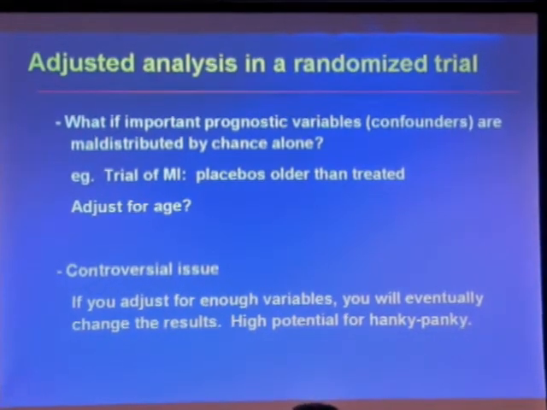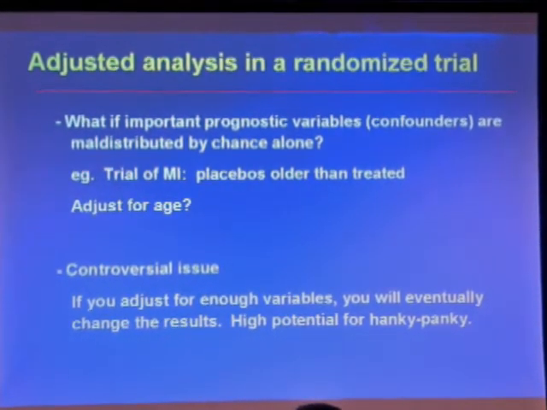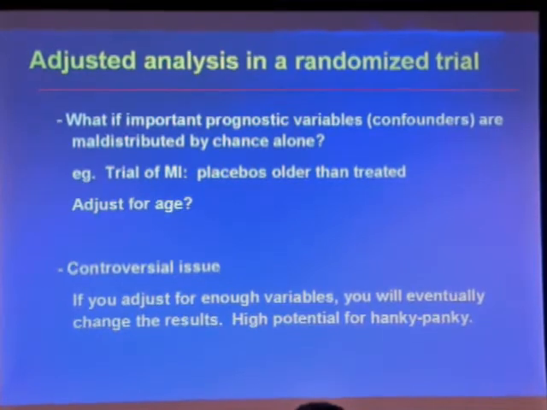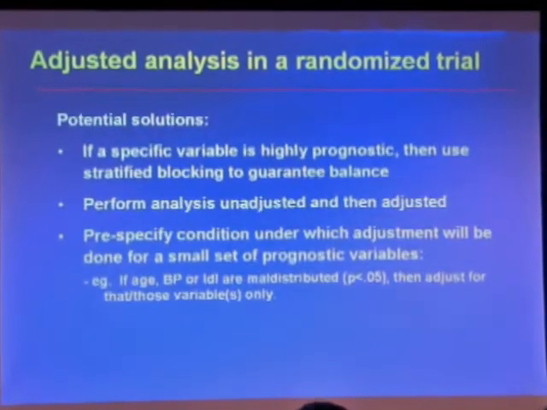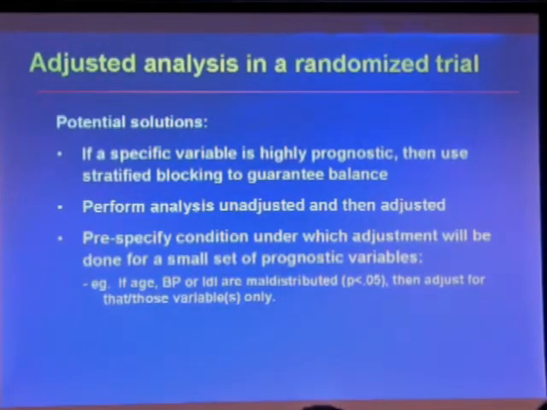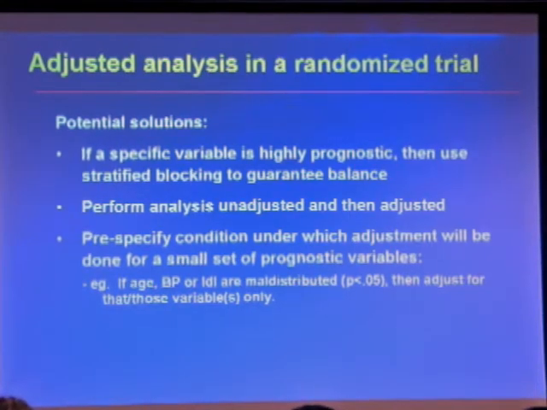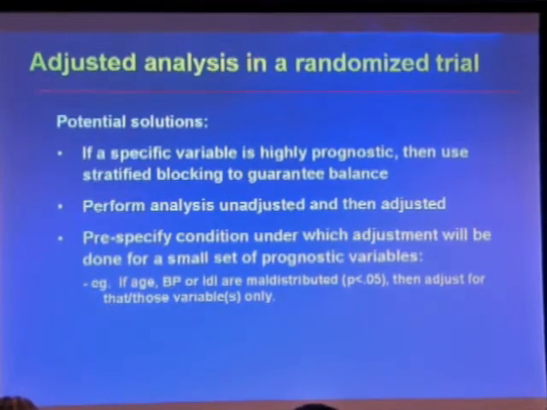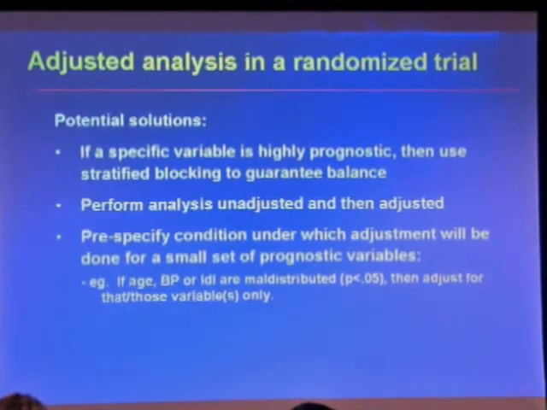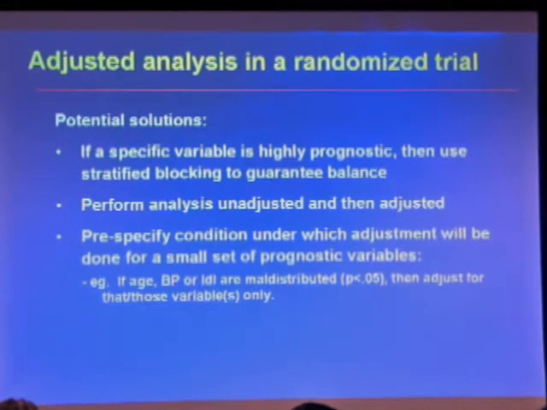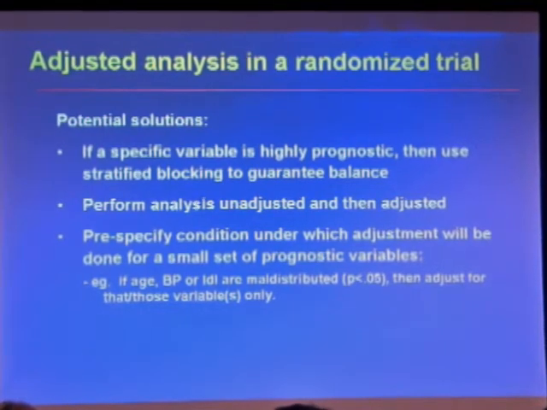So it's not quite as benign as it sounds. I think it's not to say that it's not valid, but it's something you need to do carefully. The solutions that are generally accepted: if a specific variable is highly prognostic, for example, age and MI, then use that to stratify in your randomization. We talked about stratified randomization in the first lecture.